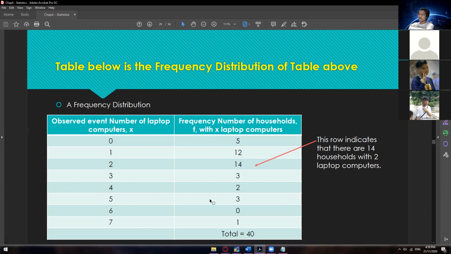So from here, we're going to get the frequency, wherein if you add those, we have a total of 40. So here's the number of households, and here's the count of laptops in each of those households, right?